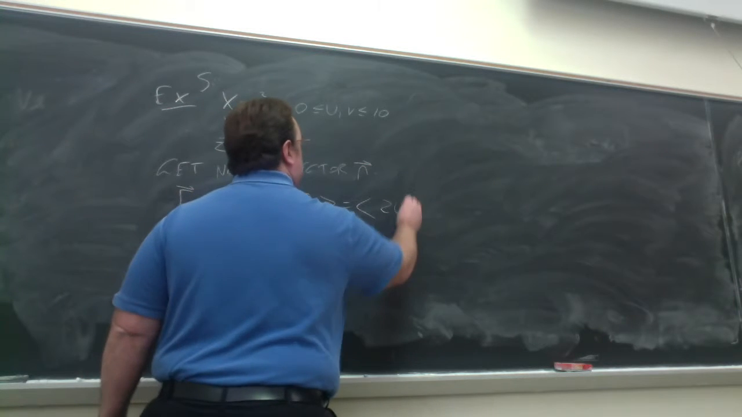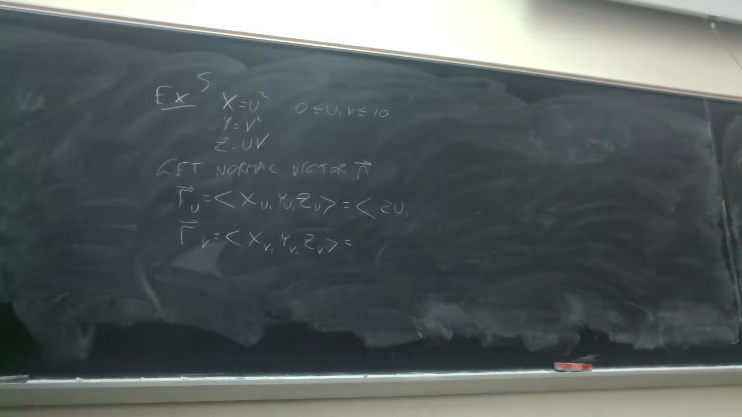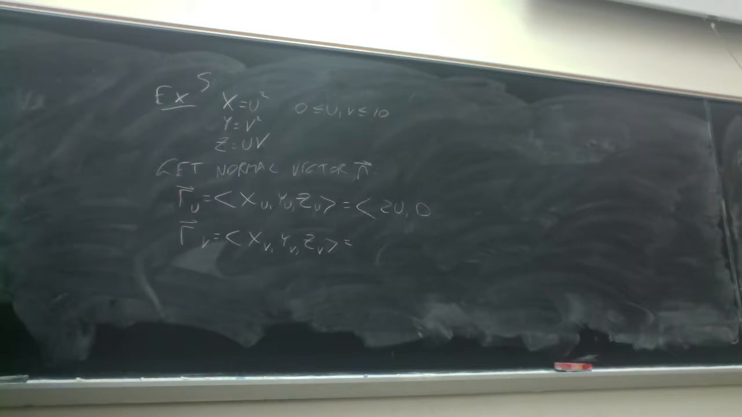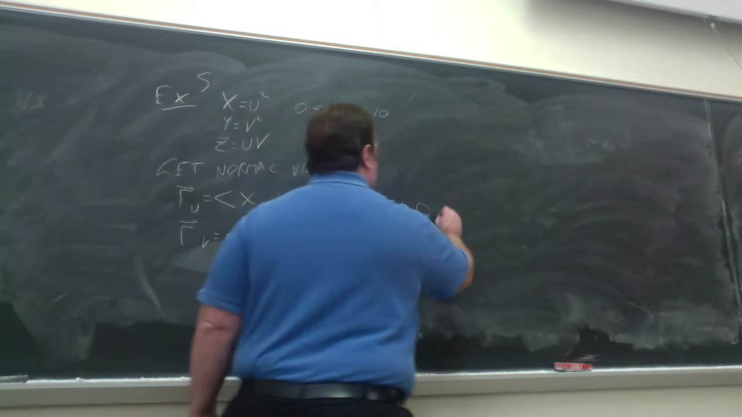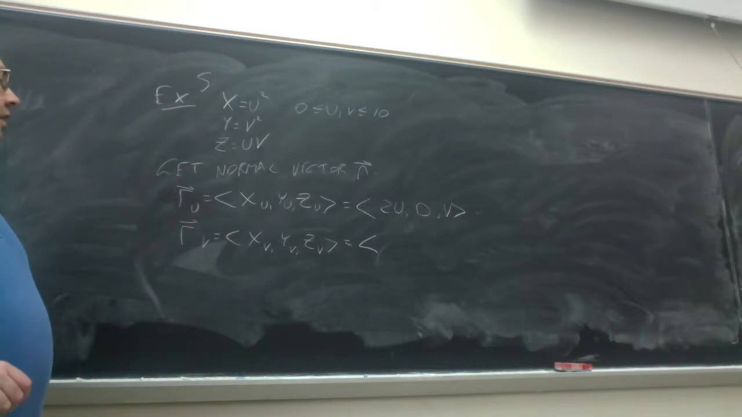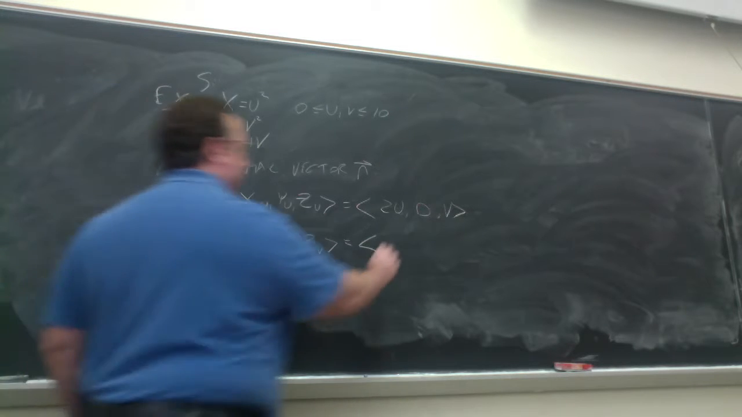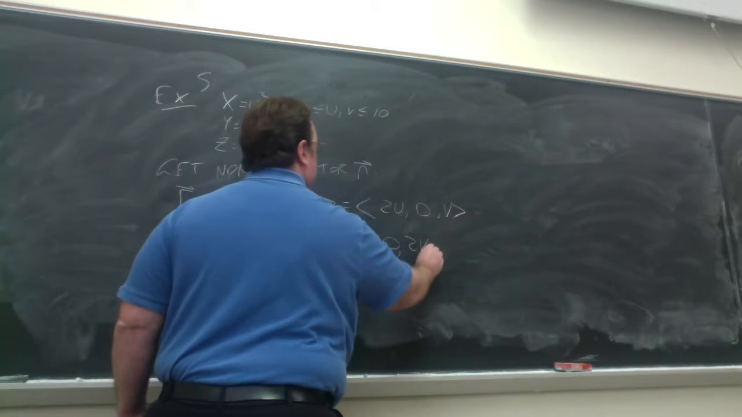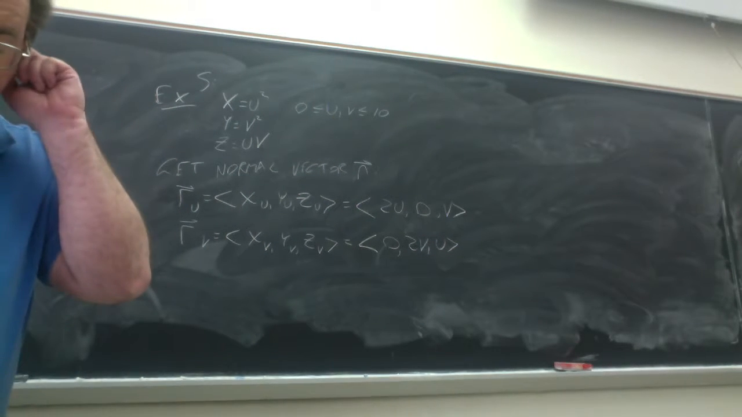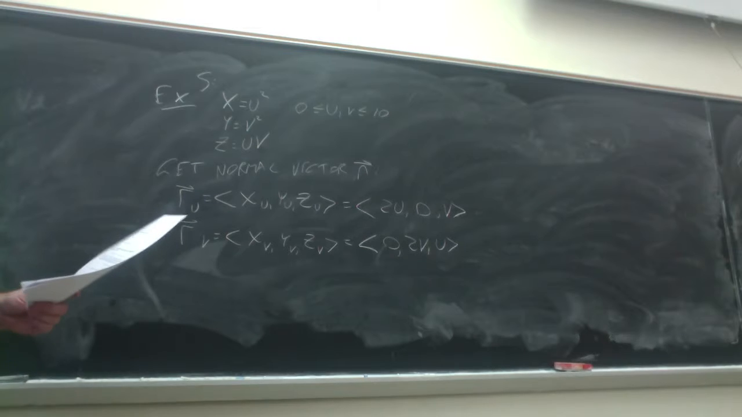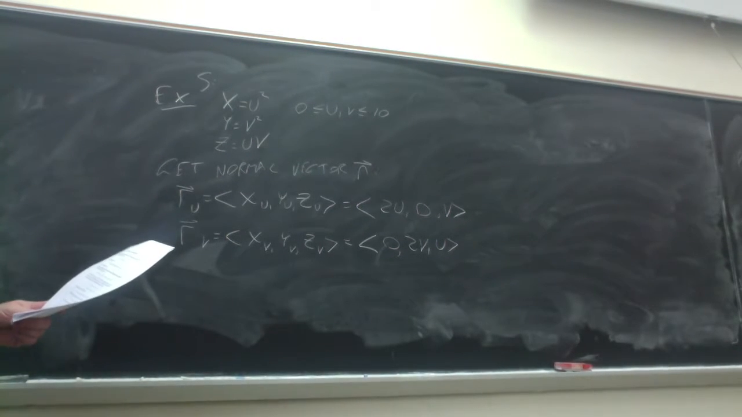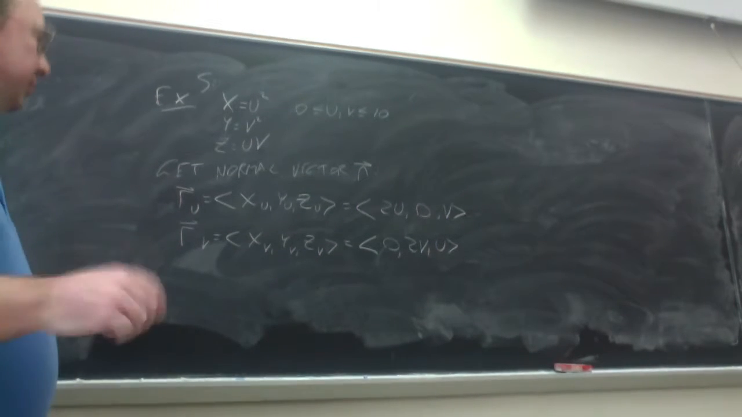2u, 0, and then lastly v. All right, and what about for the other one? 0, 2v, and u. Okay. In the notes I do this at a specific point, but we can do that at the end.